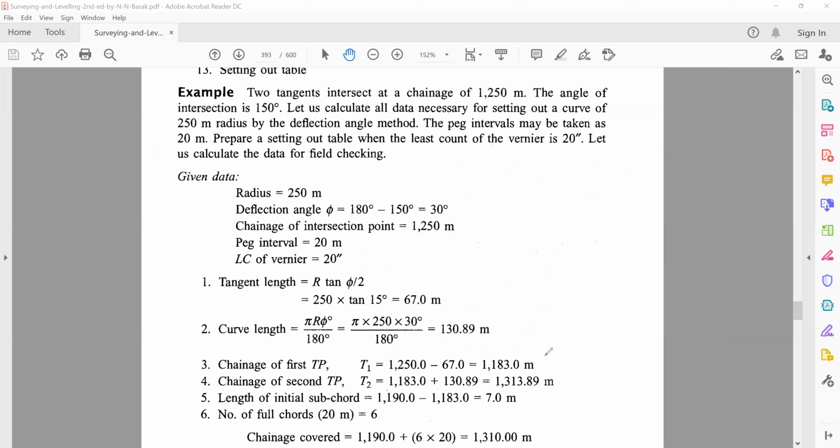Now we'll talk about a concept which I skipped before: initial subchord, final subchord, and the full chord. The concept is really simple, and it is only applied when you're working with a tangent. Otherwise, you don't have to apply this. So let's say that the total length of the curve is 130.89. From the point T1 to the point T2, this distance is 130.89.